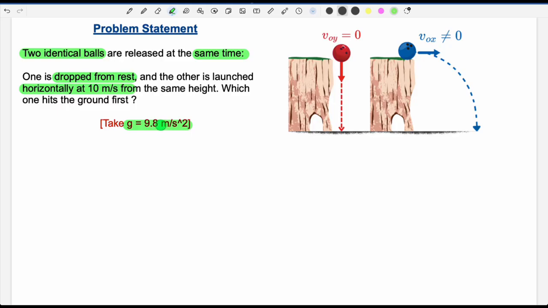We are to take the acceleration of free fall as 9.8 meters per second squared. Also, in this problem, we are assuming there is no air resistance.